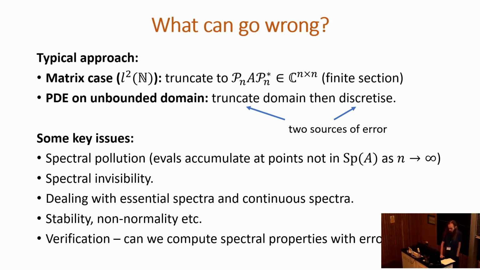For PDEs, we typically truncate the domain and discretize, and we pick a convenient basis and we sort of find some constraints. And so some key issues come up with spectral pollution. It will be pictured on the next slide, but when we compute these approximations, there might be some extraneous information. There might be some regions that seem like they should have spectra in them, but these disappear as you push it to infinity. And equally, spectral invisibility is where spectral points would not be apparent for approximations. They suddenly just appear.